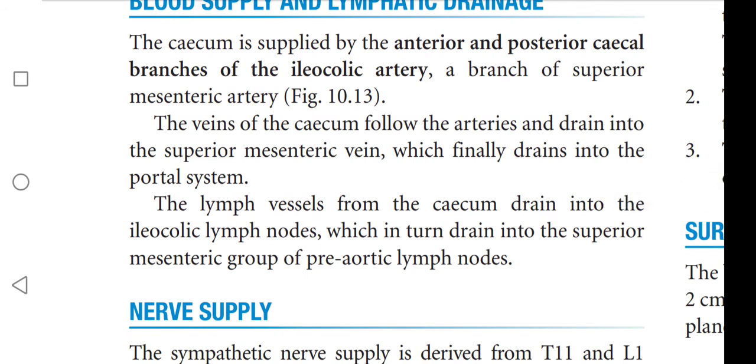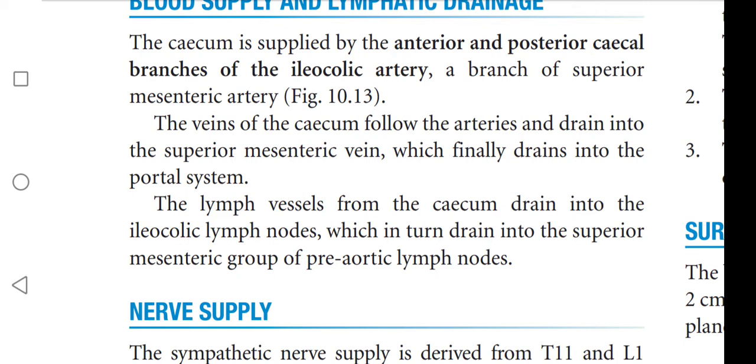Next, lymph vessels. Lymph vessels from the cecum drain into the ileocolic lymph nodes, which in turn drain into the superior mesenteric group of pre-aortic lymph nodes. Once again, lymph vessels from the cecum drain into the ileocolic lymph nodes, which in turn drain into the superior mesenteric group of pre-aortic lymph nodes.